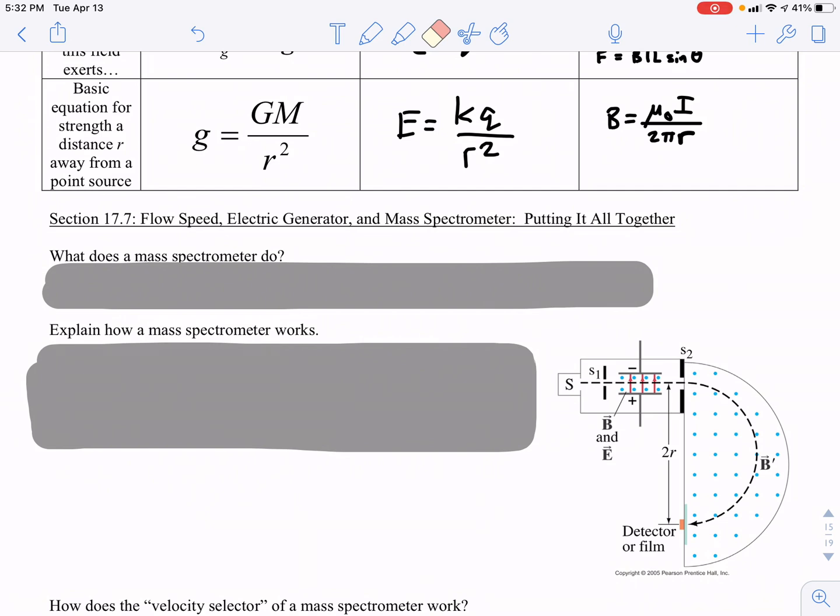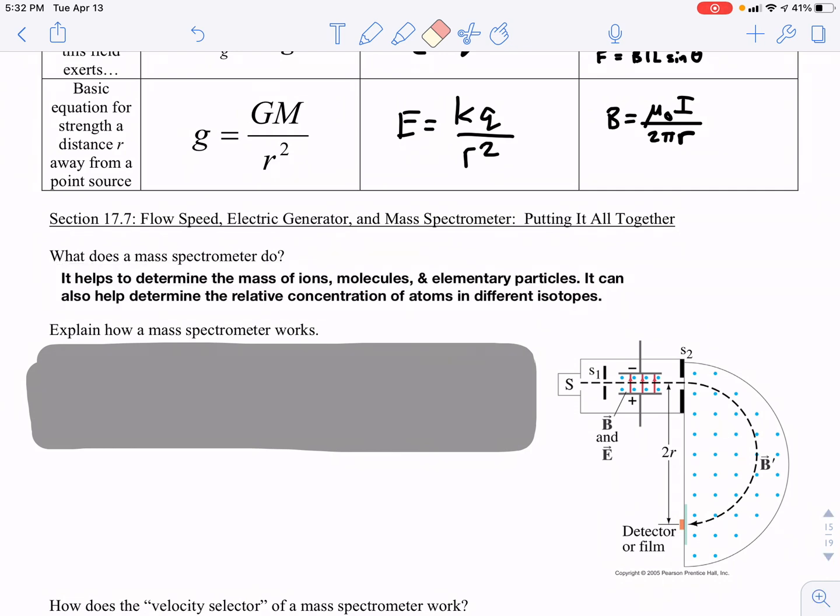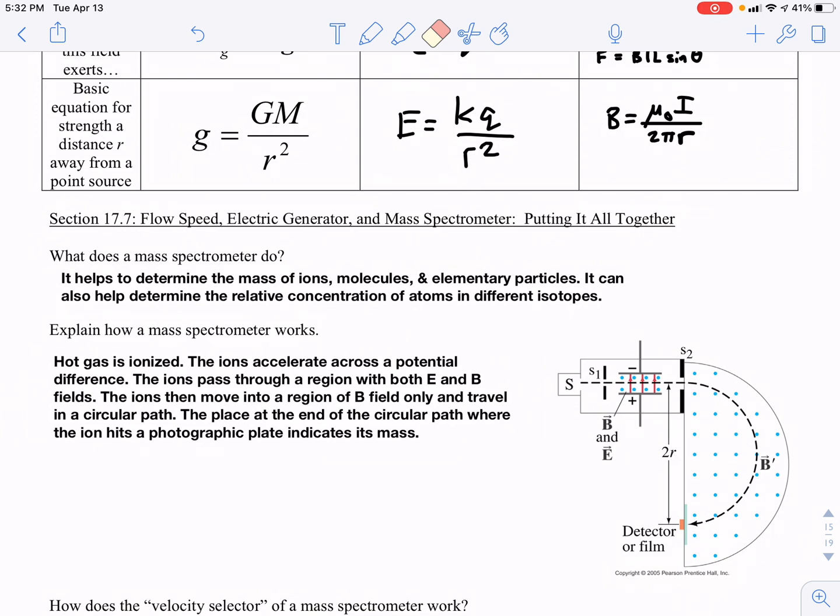Section 17.7, flow speed, electric generator, and mass spectrometer. Putting it all together, what does a mass spectrometer do? Well, it helps to determine the mass of ions, molecules, or elementary particles. It can also help determine the relative concentration of atoms in different isotopes. It works when you ionize gas. So hot gas becomes ionized, and these ions are accelerated through a potential difference, and they pass through a region with both an electric and magnetic field, and they're able to move in a straight line in this particular region.